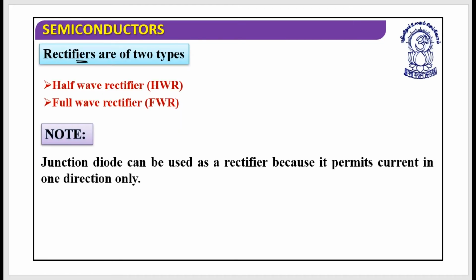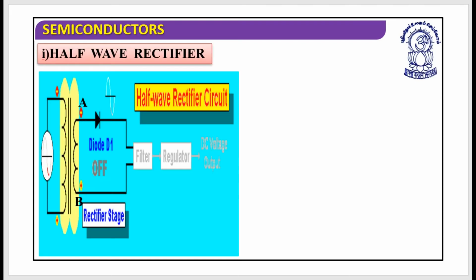Rectifiers are of two types. One of them is the half wave rectifier, and the other is the full wave rectifier. A junction diode can be used as a rectifier because it permits current in one direction only. So let's begin our discussion with the half wave rectifier, and then we will switch to the full wave rectifier. So first, the half wave rectifier.